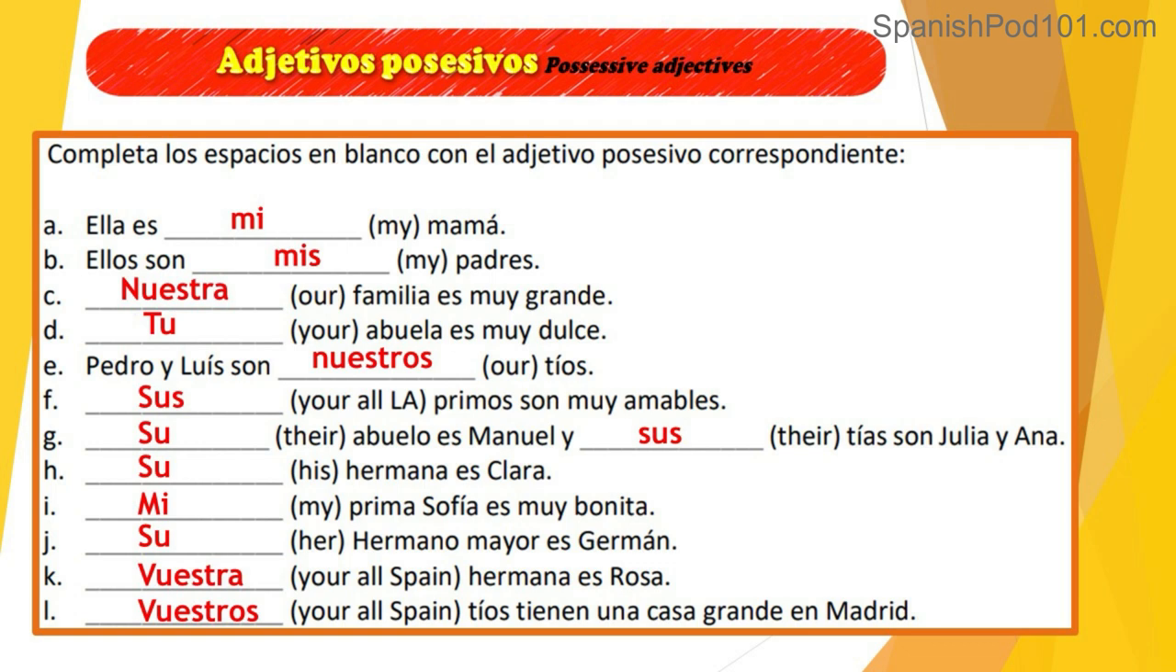Su abuelo es Manuel y sus tías son Julia y Ana. Su hermana es Clara. Mi prima Sofía es muy bonita. Su hermano mayor es Germán. Vuestra hermana es Rosa. Vuestros tíos tienen una casa grande en Madrid.